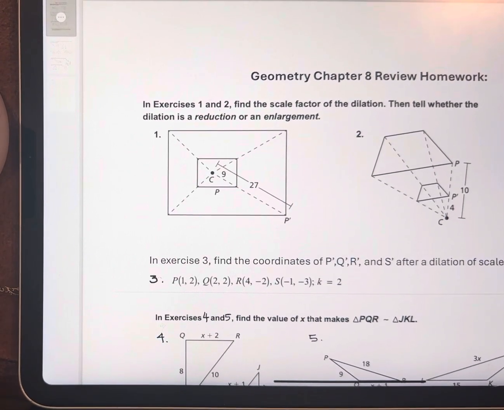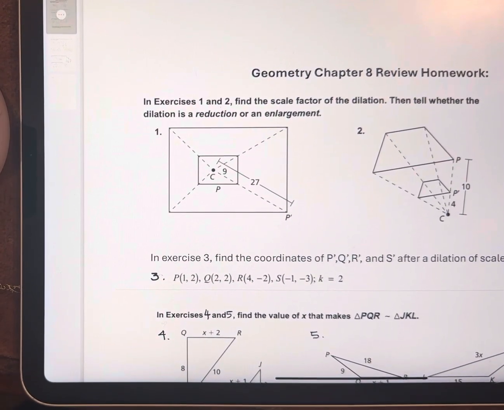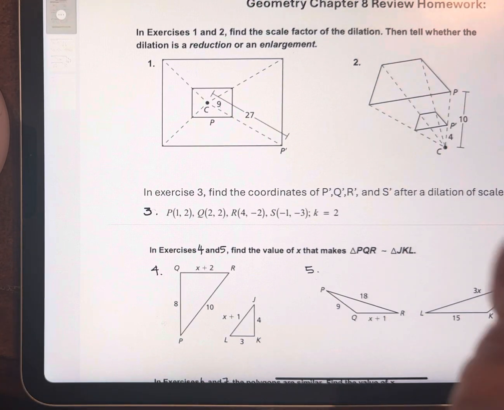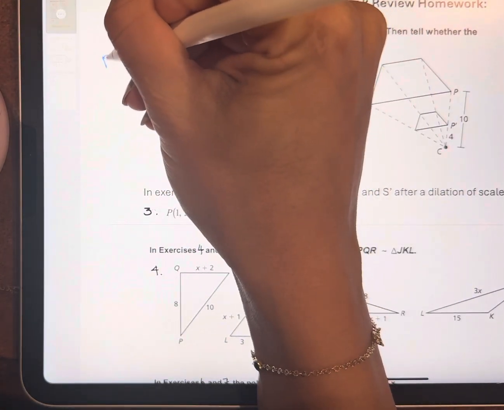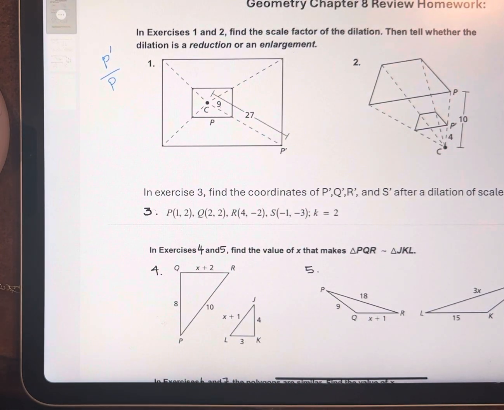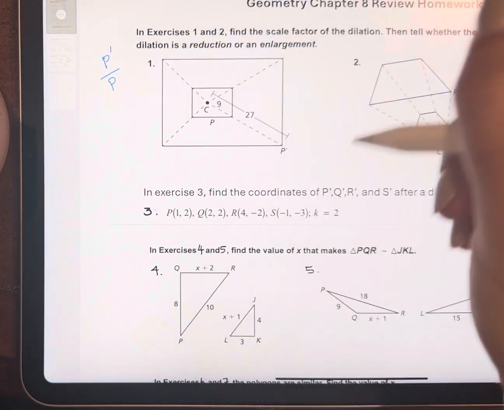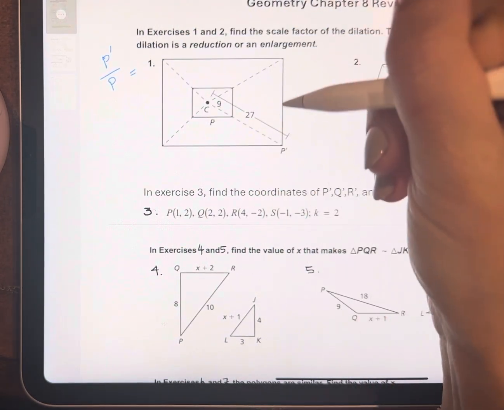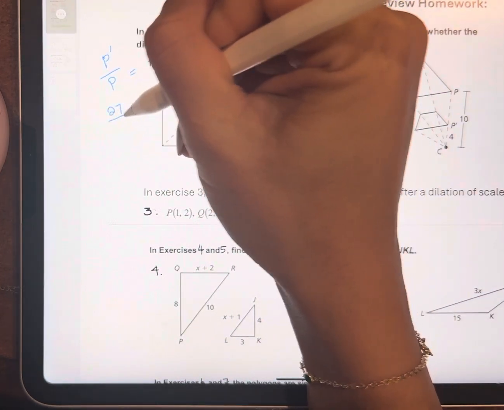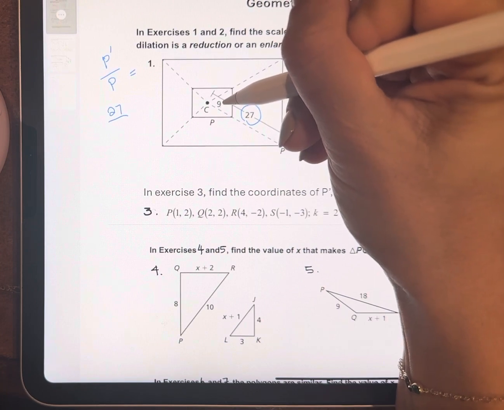Okay, let's review chapter 8 for the test coming up. So finding scale factor with dilations, we really just want to make sure that we take p prime over p, where we end over where we begin. That's the key, the big secret here. So here p prime is 27 over p is 9.